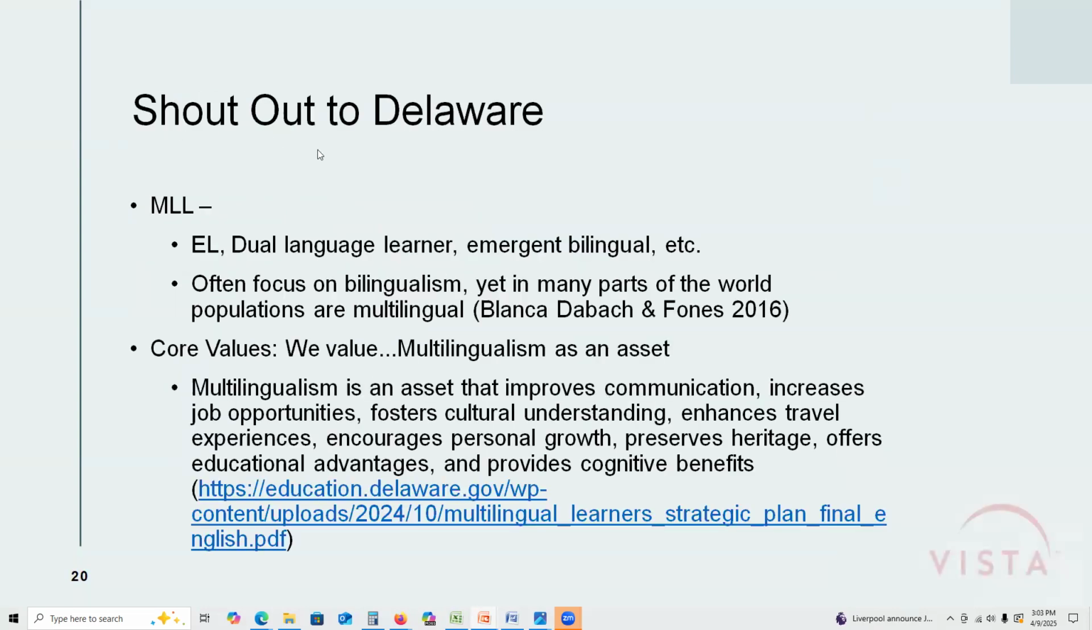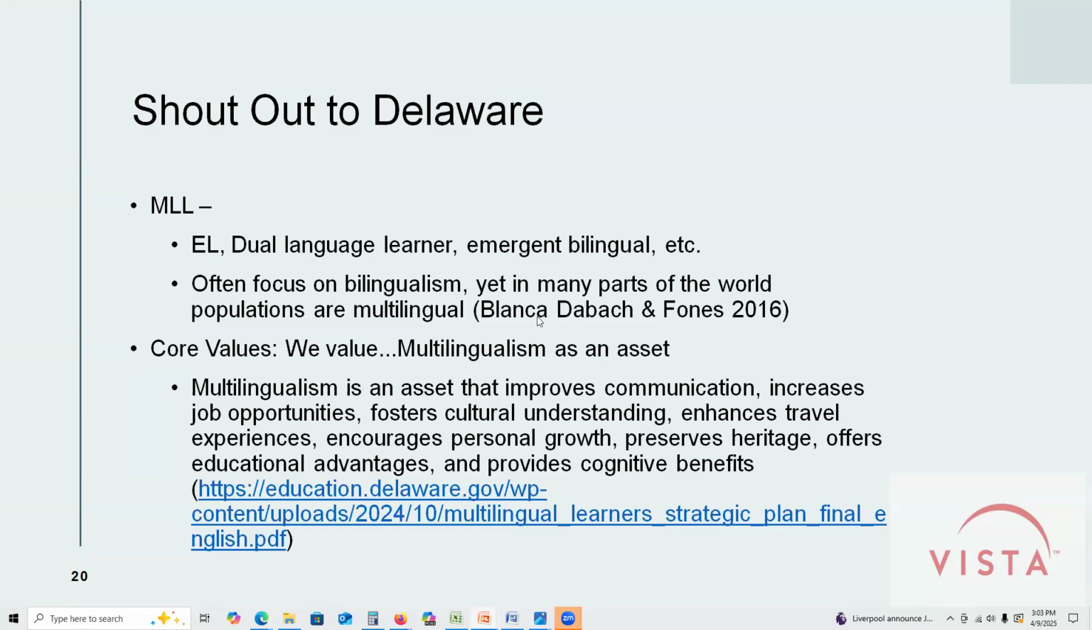So shout out to Delaware, guys. I would be remiss if I did not mention you. I noticed your labeling. You have MLL, multilingual learner, and I love that. I've taught, as I said, in North Carolina, in Michigan, and I'm now in Pennsylvania. And I've seen EL, I've seen dual language learner, emergent bilingual.